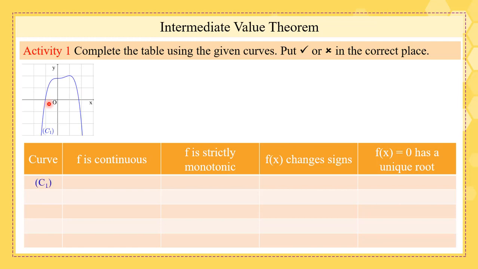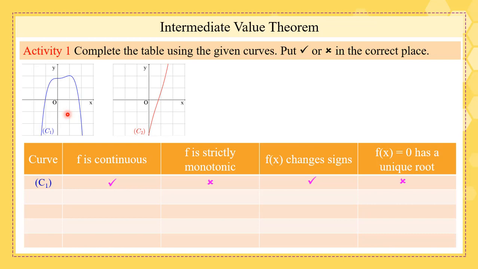This is curve 1. Now the question is, is f continuous or not? Is f strictly monotonic or not? Does f of x change signs or not? And does f of x equals 0 have a unique root or not? Well, you see here f of x changes signs because it goes from negative to positive, then to negative. And f of x equals 0, in fact, in this specific example, has two roots.